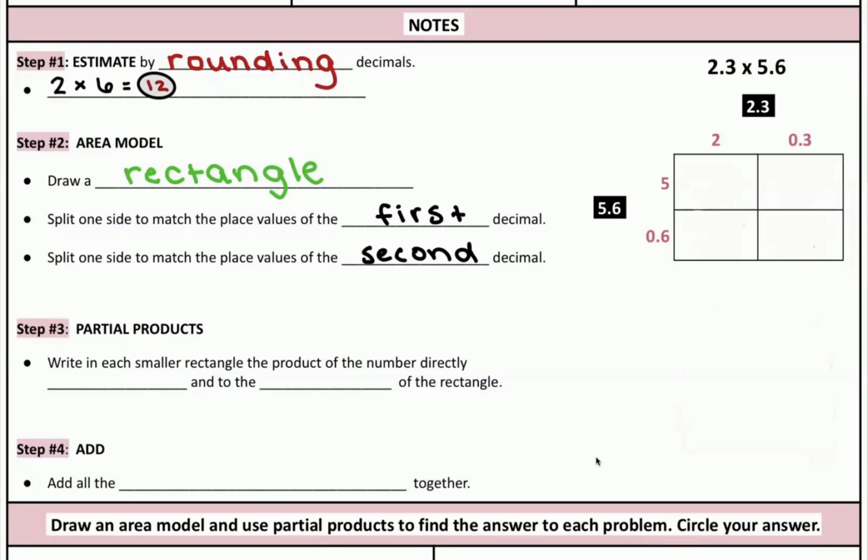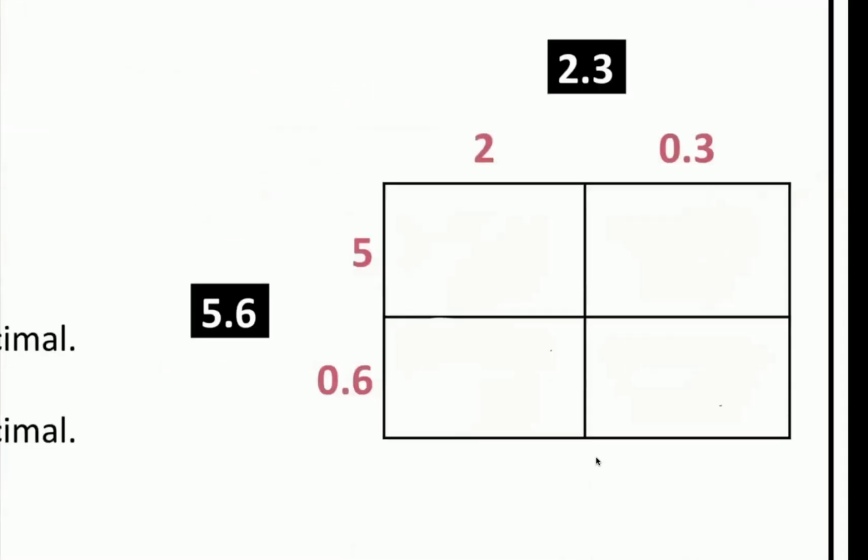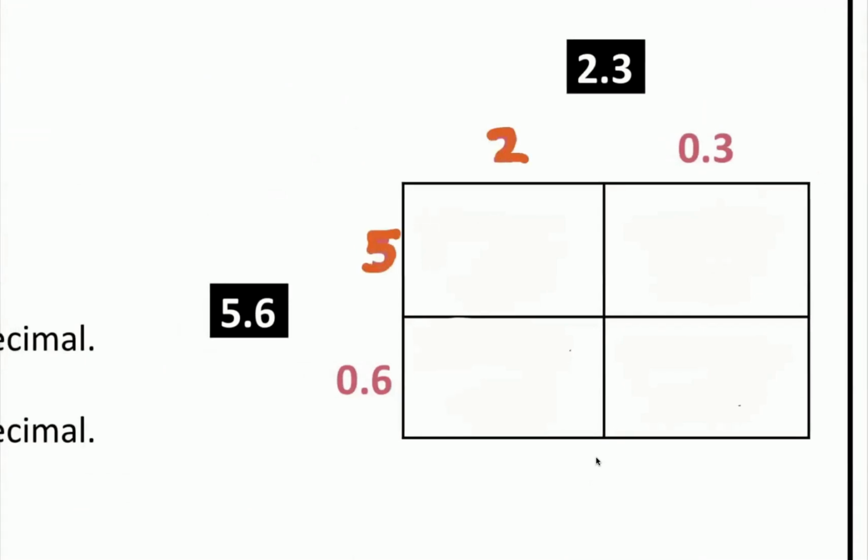Step number 3, we're going to write inside each of these 4 squares the product of the number directly above and to the side of the rectangle. So I'm going to zoom in on our area model real quick. Okay, so we're going to multiply 2 times 5, which is 10.